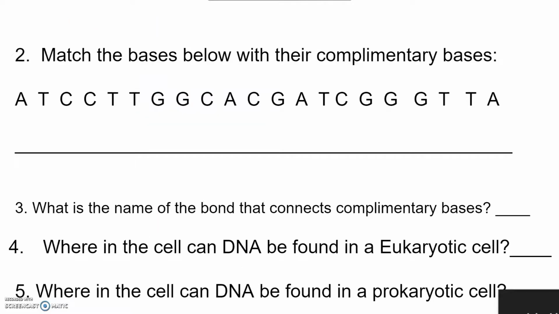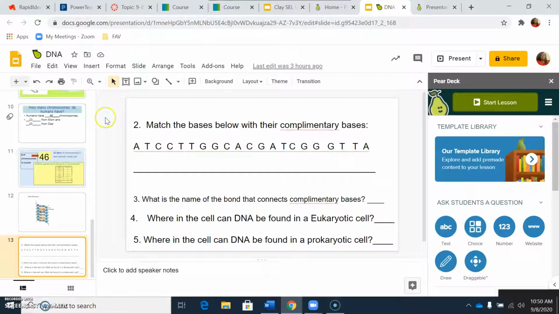So just some practice, match the bases below with their complementary bases. So you know A goes with T, so you write T at the bottom of it. T goes with A, and you just keep going. What is the name of the bond that connects the complementary bases? Where in the cell can DNA be found in a eukaryotic cell? And where in the cell can DNA be found in a prokaryotic cell? So those are just some things to think about.